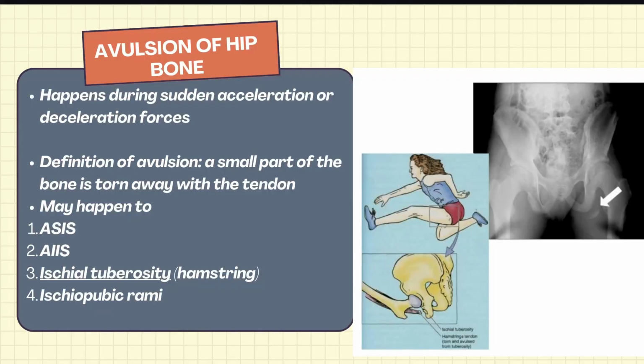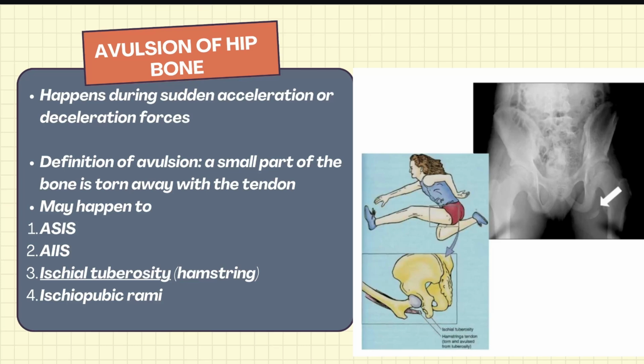So, avulsion of the hip bone. Before we start talking about what avulsion of the hip bone is, let's see the meaning of the word avulsion in the first place. Avulsion means when a small part of the bone is torn away from the tendon. This is called avulsion.